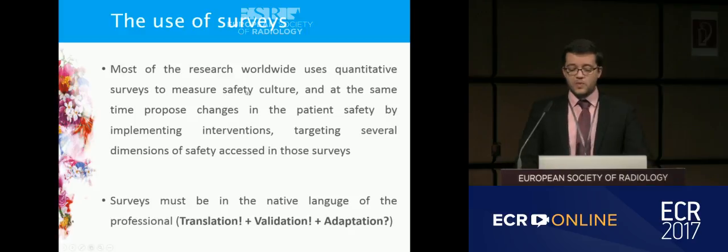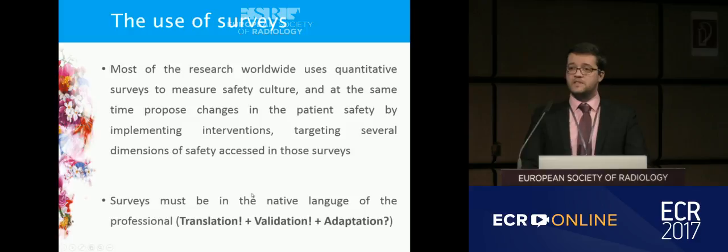Most of the researchers worldwide use quantitative surveys. This is the best way to easily share information regarding safety culture, and at the same time propose changes in patient safety by implementing interventions targeting several dimensions assessed in the surveys. Of course, most of the surveys are in English. Most of them are created in the United States, for example.